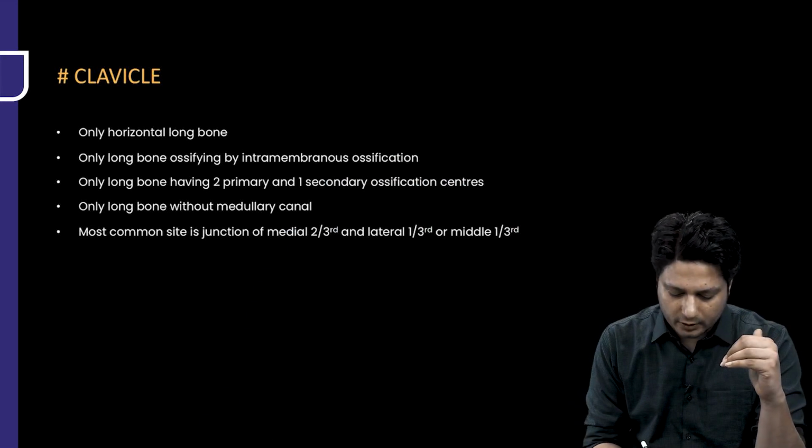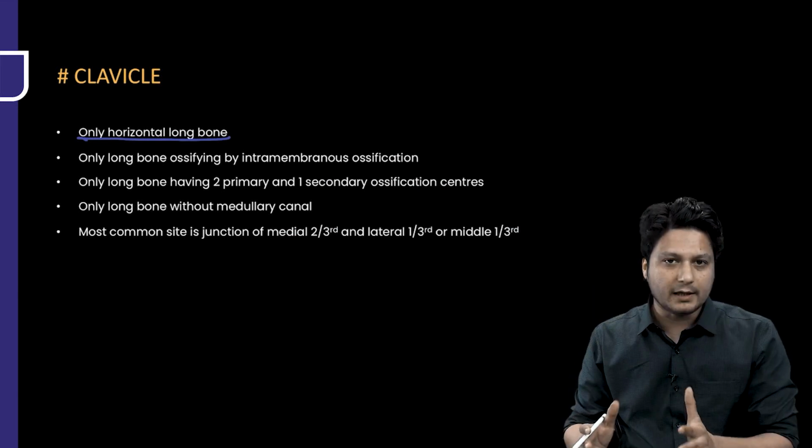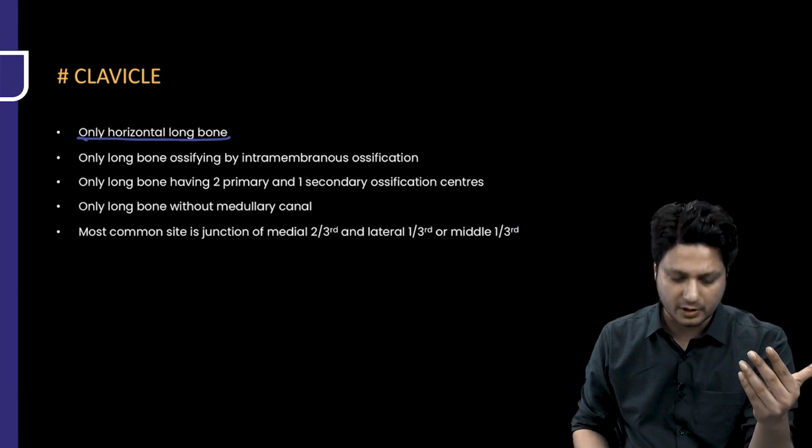Let's have a discussion on the fractures of the clavicle. Now, before we start with the trauma related to the clavicle, it is important to have a slight discussion on anatomical perspective associated with this bone that you are already very much aware of. Like, it is the only horizontal long bone in the human body. All the long bones are aligned vertically, and this is the exception. You are very much aware of this.